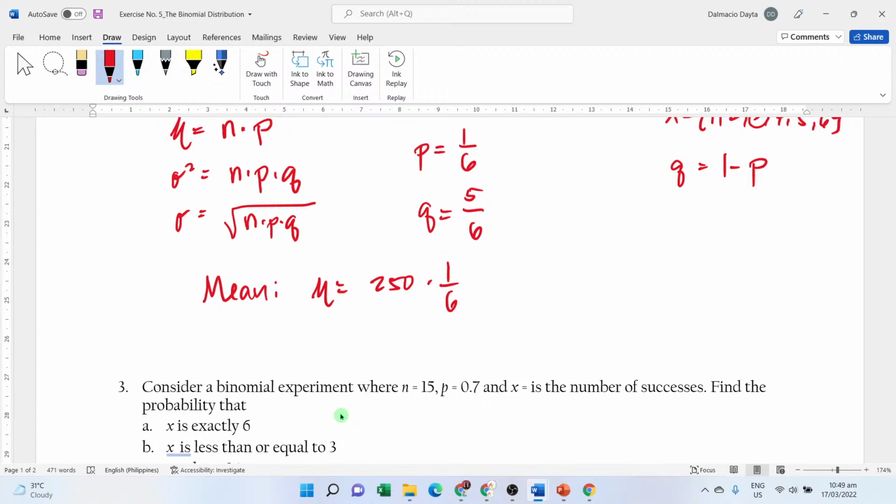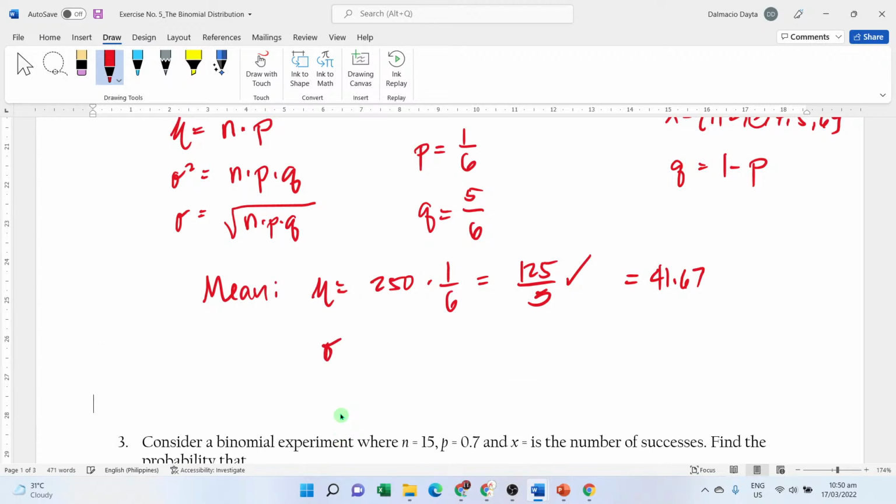Okay, so this is 125 over 3. In decimal equivalent, this will be accepted already as an answer, no? 125 over 3. In decimal representation, 125 over 3 is 41.67.